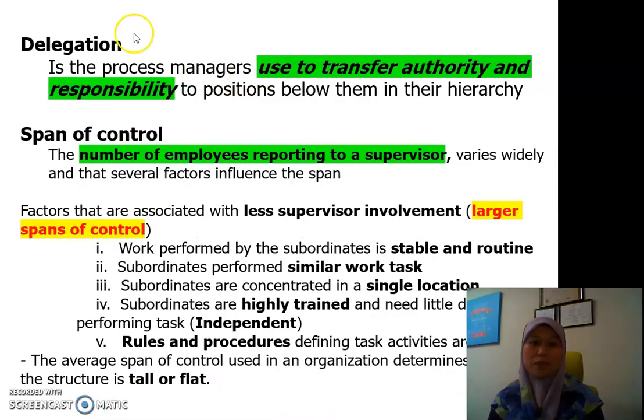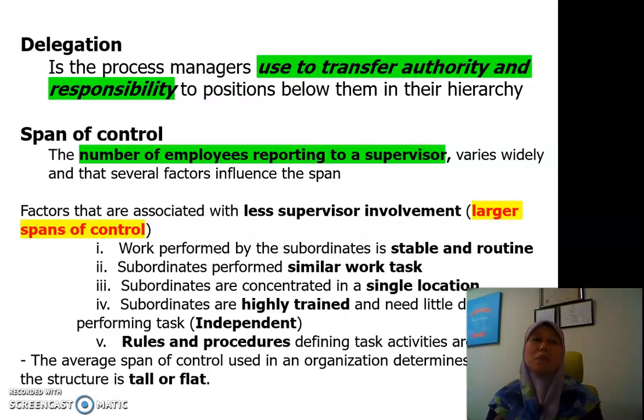Delegation is used to transfer authority and give responsibility so that other employees can make decisions. The decision process becomes faster. Instead of waiting for one person to make decisions, they delegate the responsibility and authority to other employees.